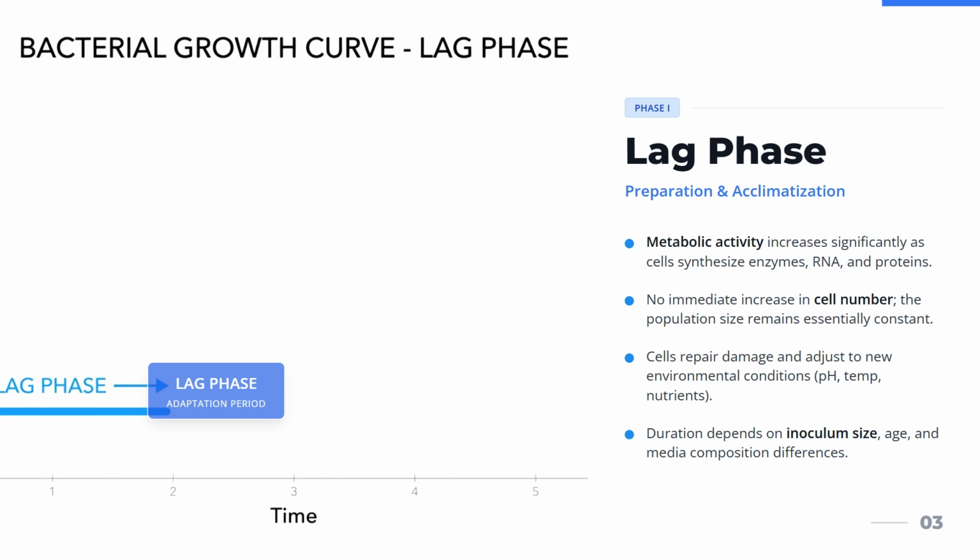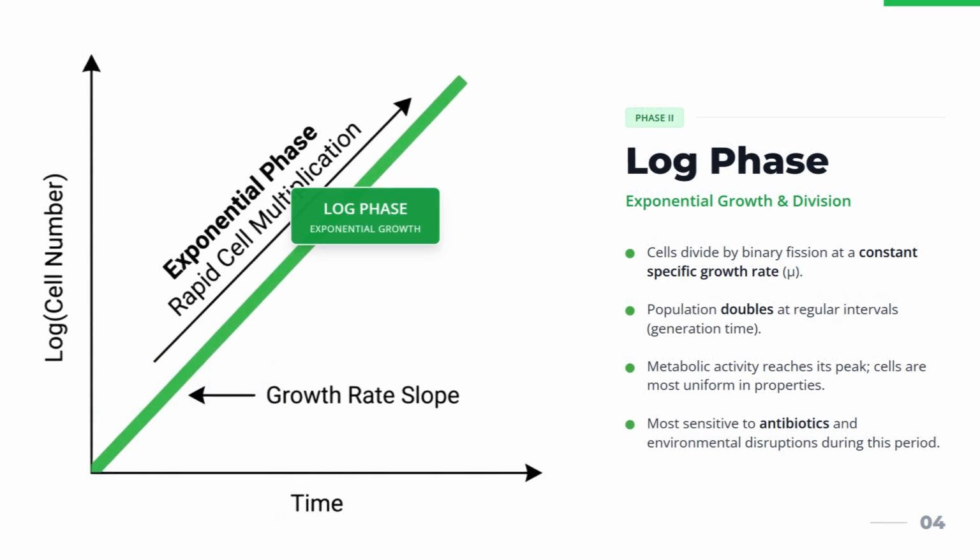Now, let's move on to the period of rapid expansion. This graph is titled Log of Cell Number Against Time, and the highlighted section is labeled Exponential Phase, Rapid Cell Multiplication. The line curves upward sharply, indicating the fast growth we are about to discuss. Log phase, exponential growth. During the log phase, cells divide by binary fission at a constant specific growth rate, represented by the Greek letter mu. This means each cell splits into two at a predictable and steady pace. The population doubles at regular intervals, a period known as the generation time.